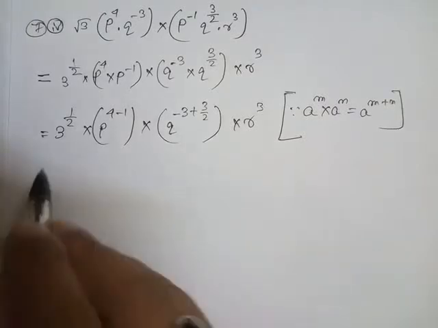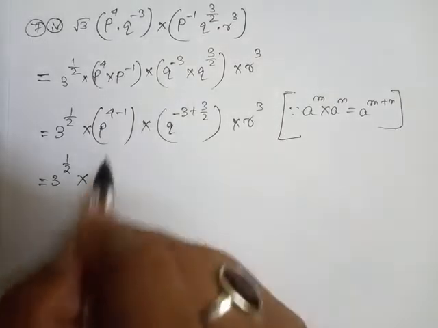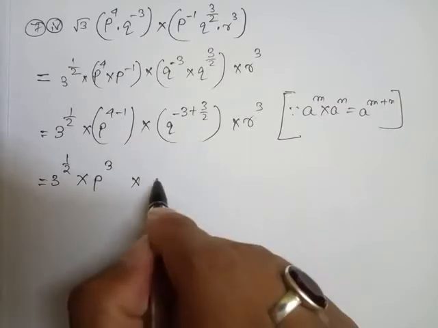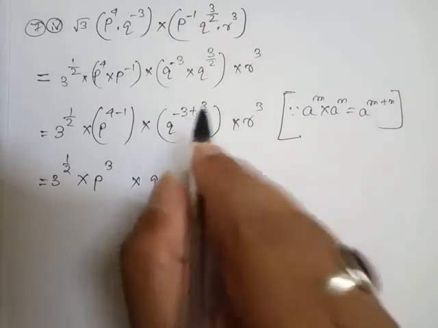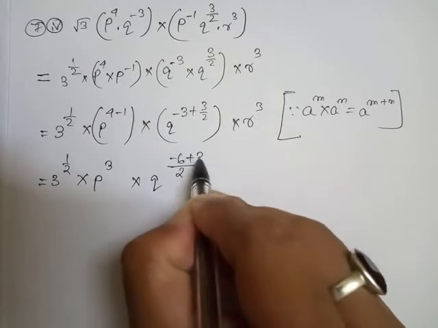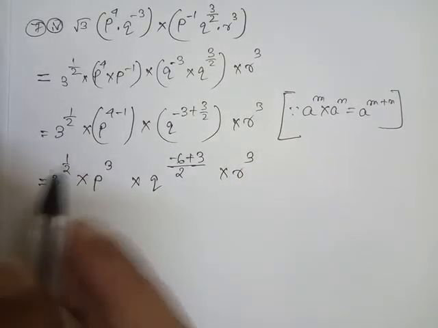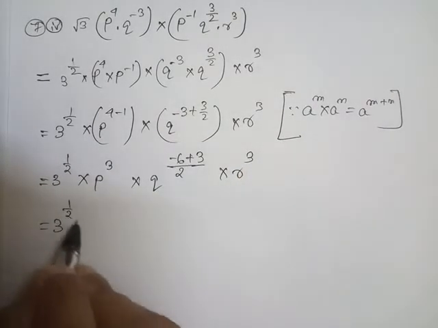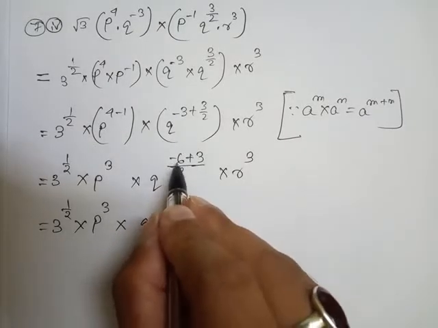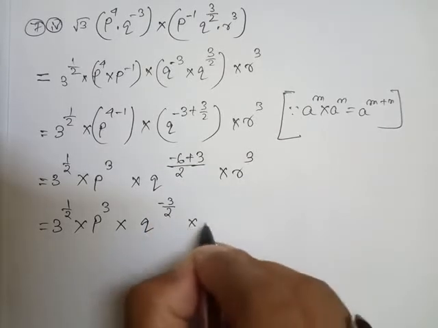Now after that, here 3 to the power 1 by 2 into p, 4 minus 1 is 3, means p cube, and there q to the power, if I go for the LCM here, LCM will be 2 obviously, so minus 6 plus 3, into r cube. Now in the next step we'll write 3 to the power 1 by 2 into p cube into q to the power minus 3 by 2 into r cube.